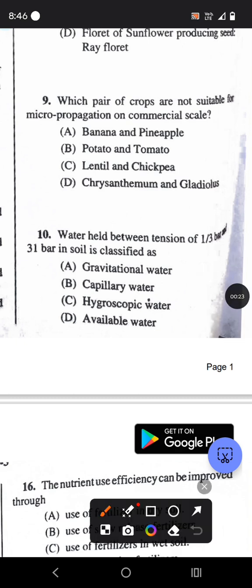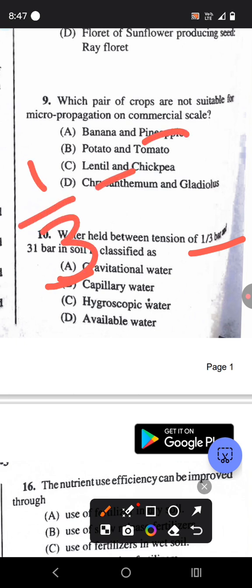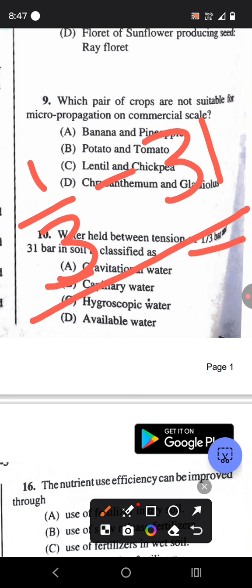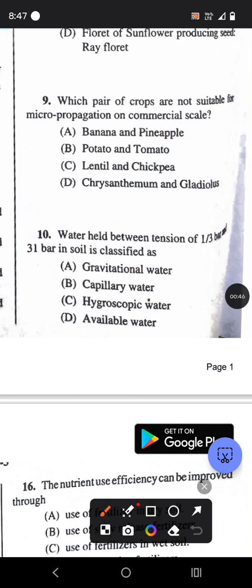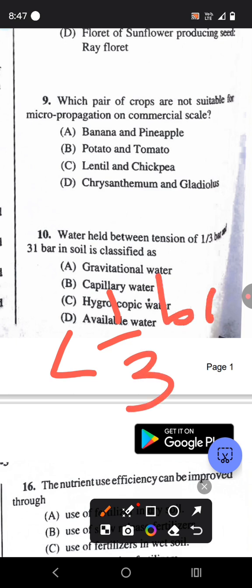Let's see question number 10. Water held between tension of 1/3 bar and 31 bar in soil is classified as? The answer is option B, capillary water. That is the tension of 1/3 bar to 31 bar, the pressure of the water in soil. For gravitational water, the tension of water is less than 1/3 bar.